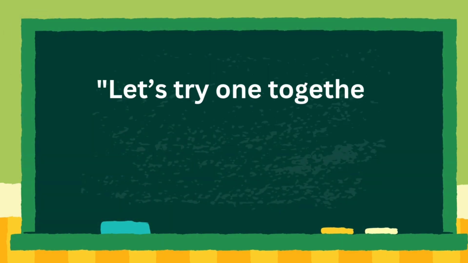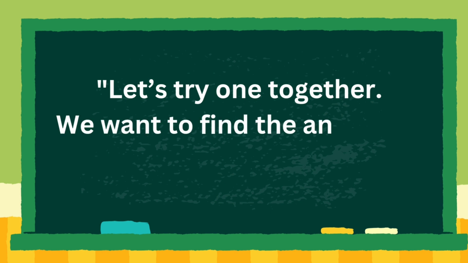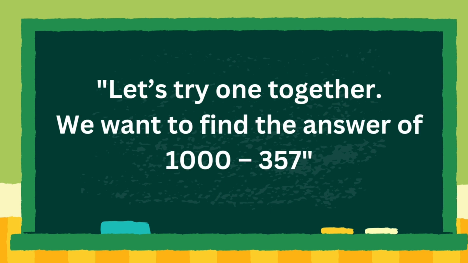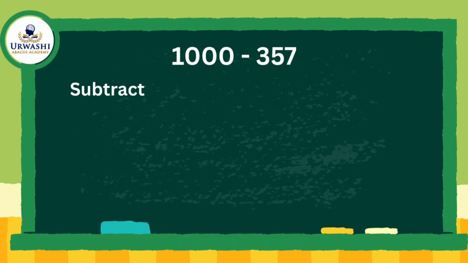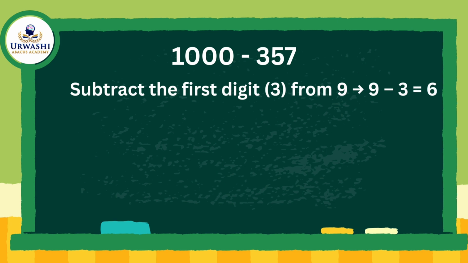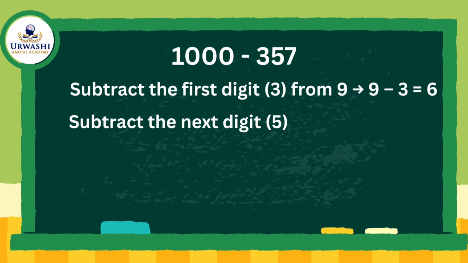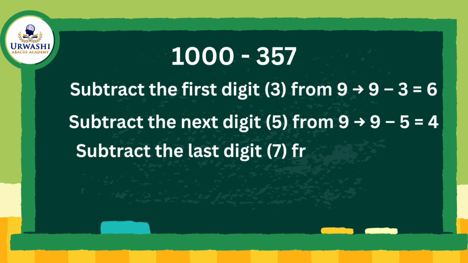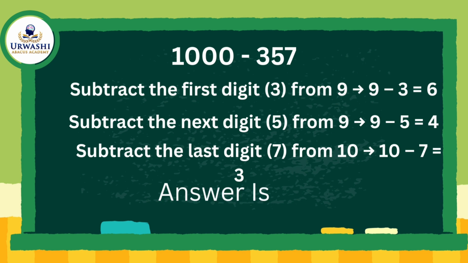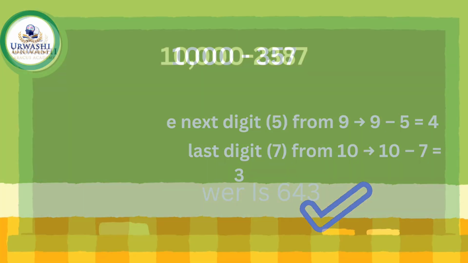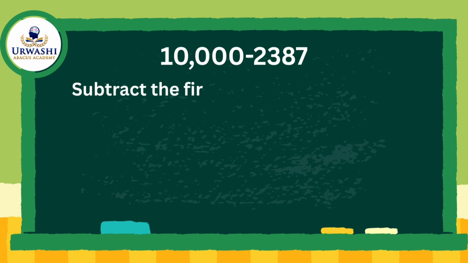Let's try it together. We want to find the answer of 1000 minus 357. So subtract the first digit 3 from 9, and that is 6. Subtract the next digit 5 from 9, and that is 4. Now subtract the last digit 7 from 10, and that is 3. So the answer is 643.